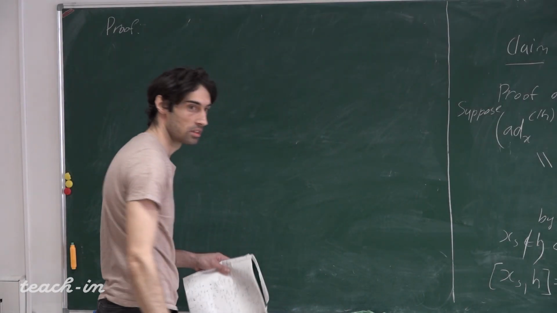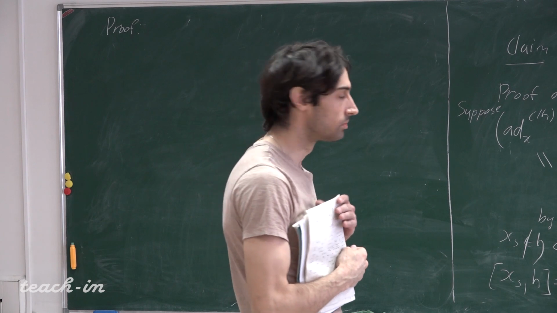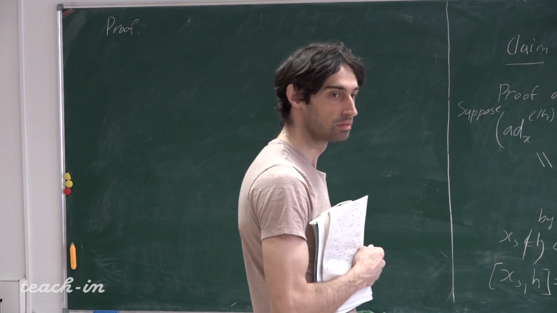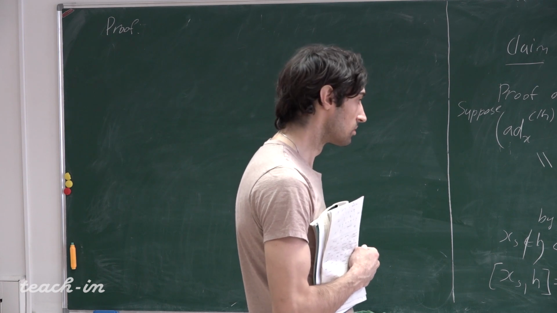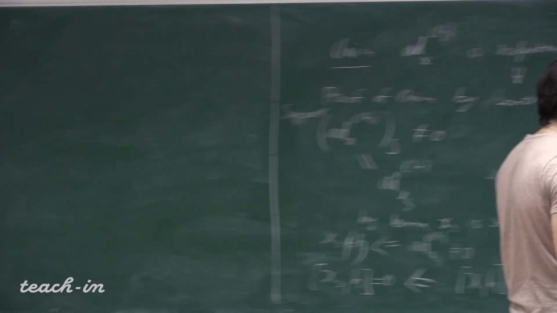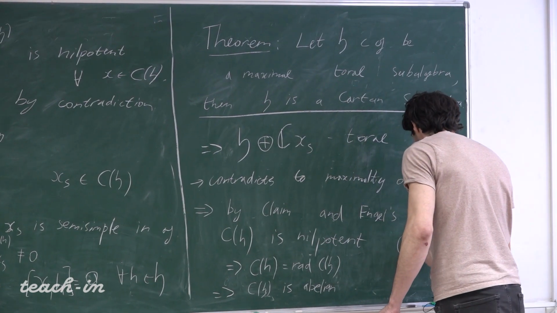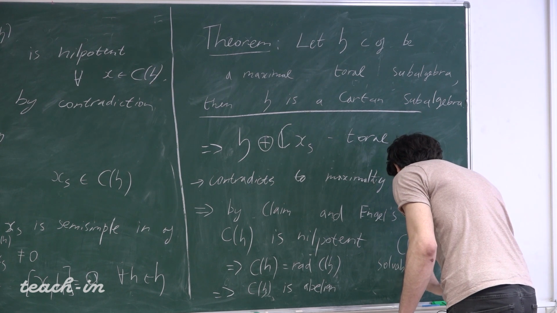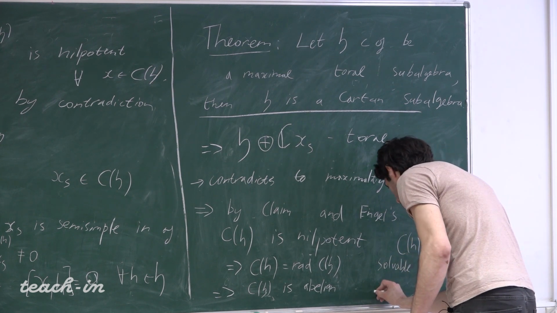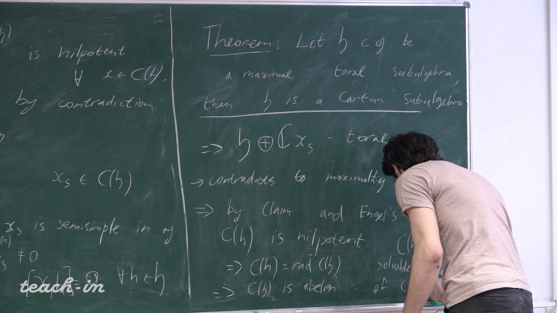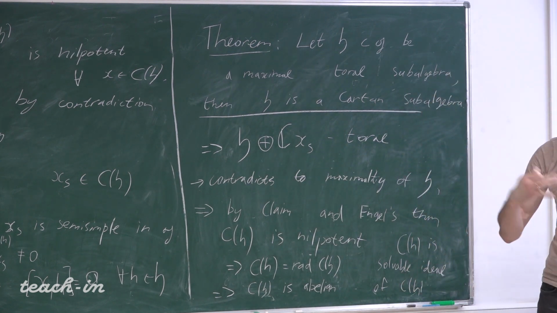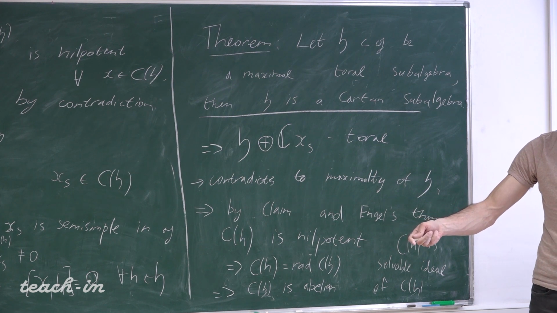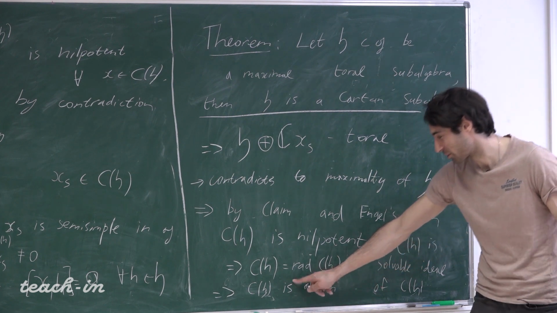Sorry, can you repeat? Since when you were saying that C of H is nilpotent, so it's solvable, and then? Yes, so therefore C of H is a solvable ideal of C of H. This is a tautology, but I would like to refer to it. Therefore, it's inside the radical of C of H. So we have this.